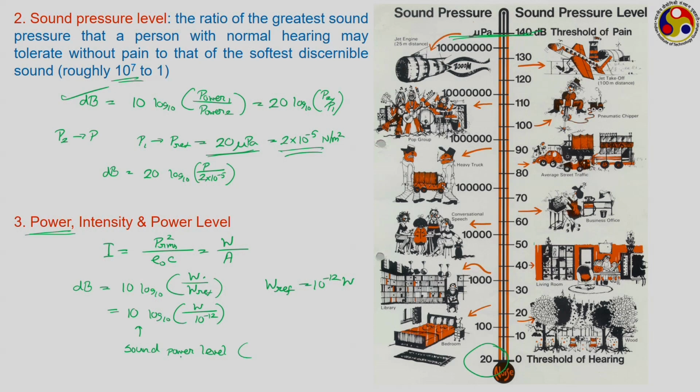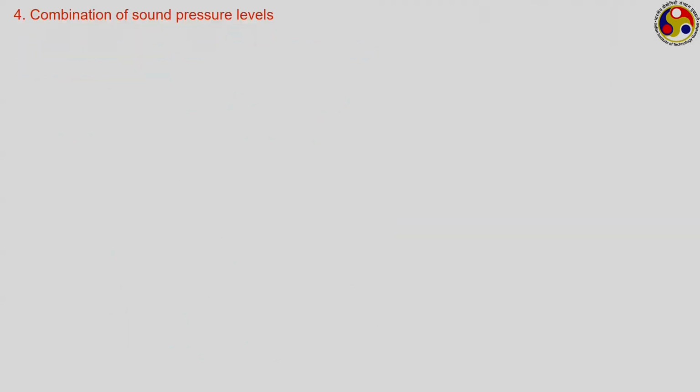And in short, it again becomes SPL, which is the sound pressure level. This is our sound pressure level SPL, and this is sound power level. Just to avoid the confusion with this term SPL, we often write this one as PWL, power level, something like this. The next term in our picture is combination of sound pressure levels.